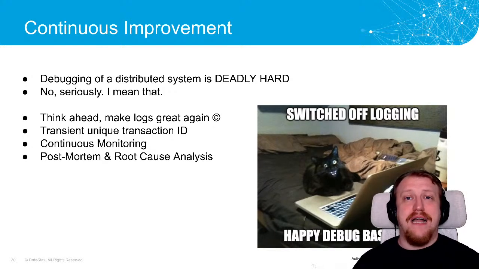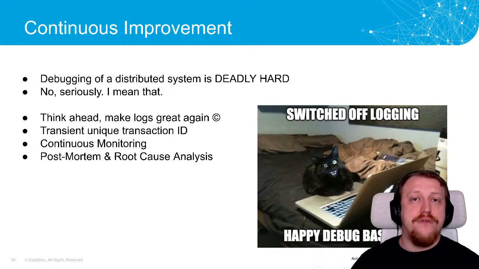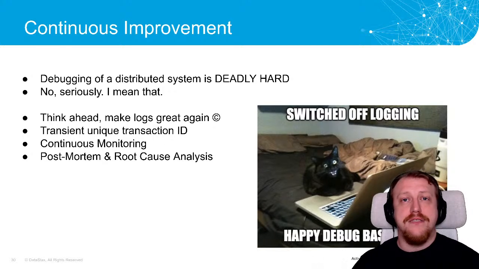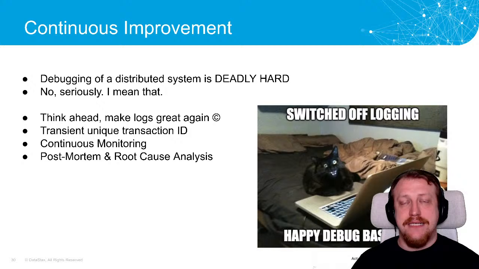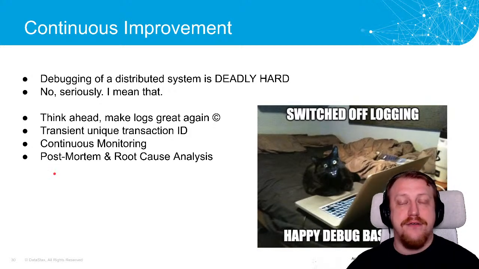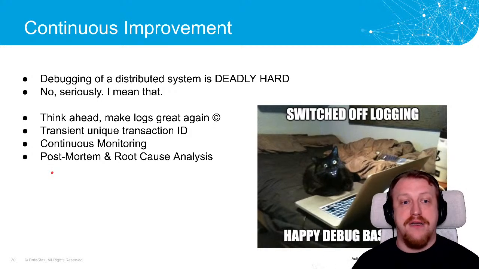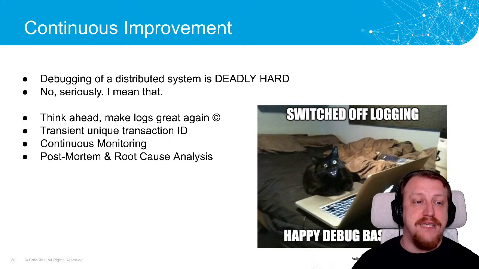Usually you have two kinds of workflow initiators. Some of them are outside, so that's our external users, and some of them are your internal scheduled jobs, for example. They also must have those transaction IDs, transient IDs, otherwise you will not be able to debug half of your system. Then continuous monitoring, and everyone says monitoring, not so many people say continuous.